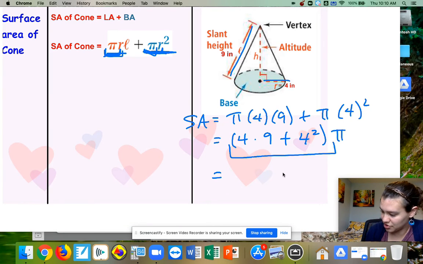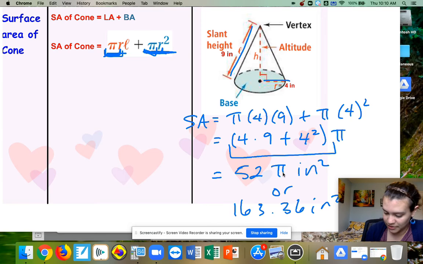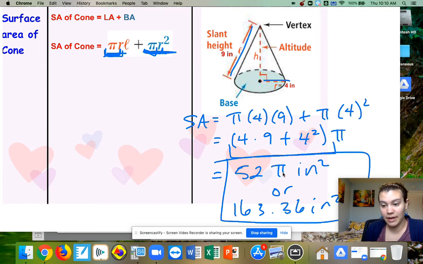So if you type that first chunk in, you'll get 52. So one answer would be 52 pi inches squared. Or you can type it all in and get 163.36 inches squared. Again, it depends on what the question is asking you, which one you need to write down.